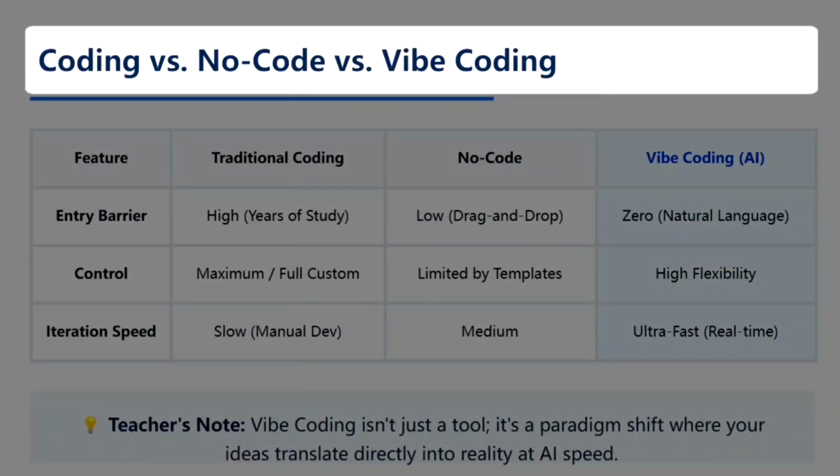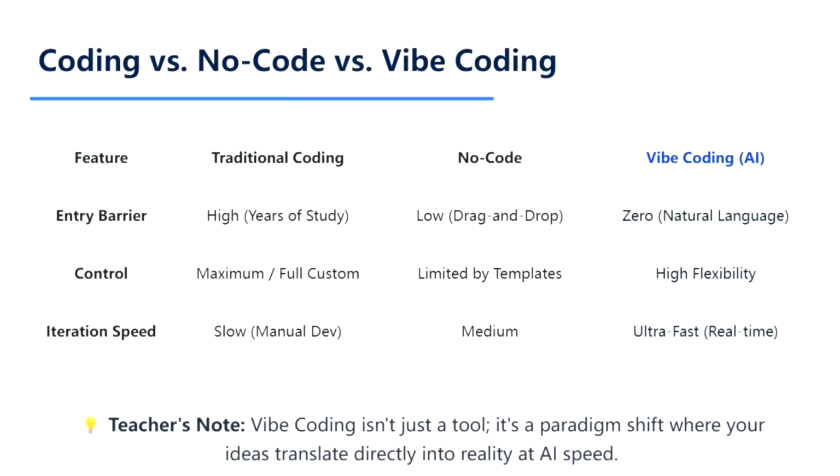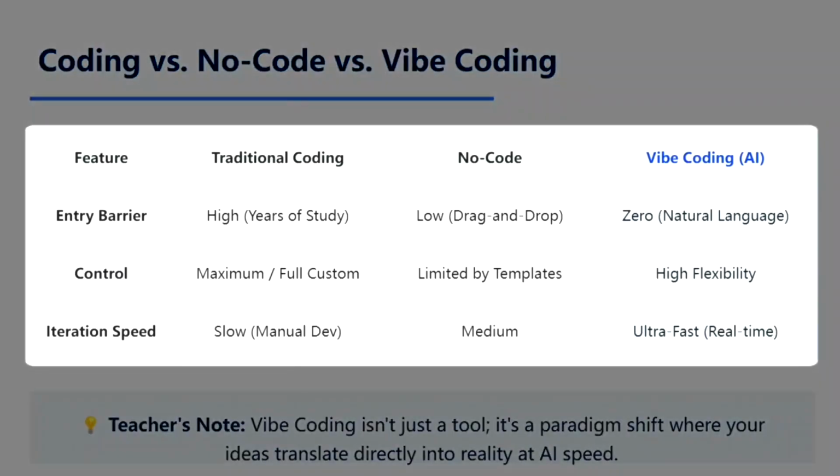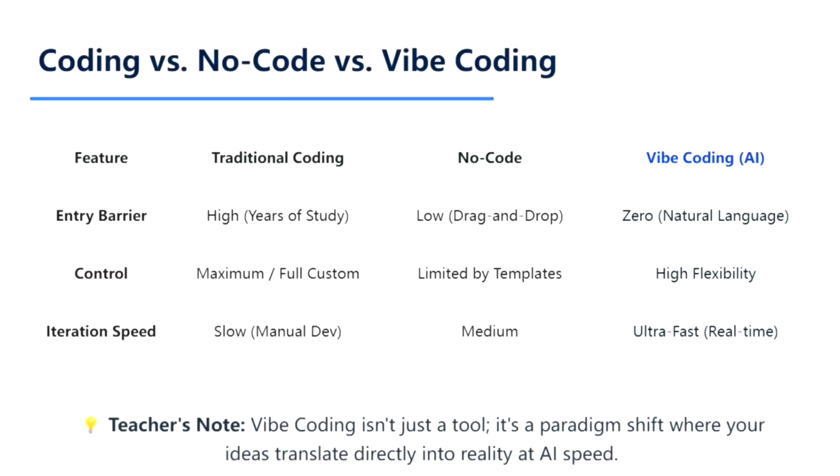Building on what we just covered regarding the technical evolution of software, let's put these concepts into perspective by comparing the three major paradigms of creation. In this table, we can see the clear divide between traditional coding, no-code, and our new frontier, vibe coding. Each has its own strengths and limitations.